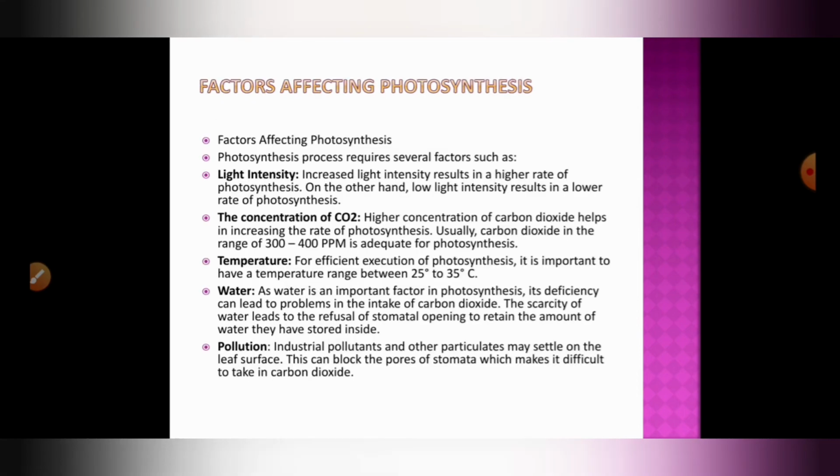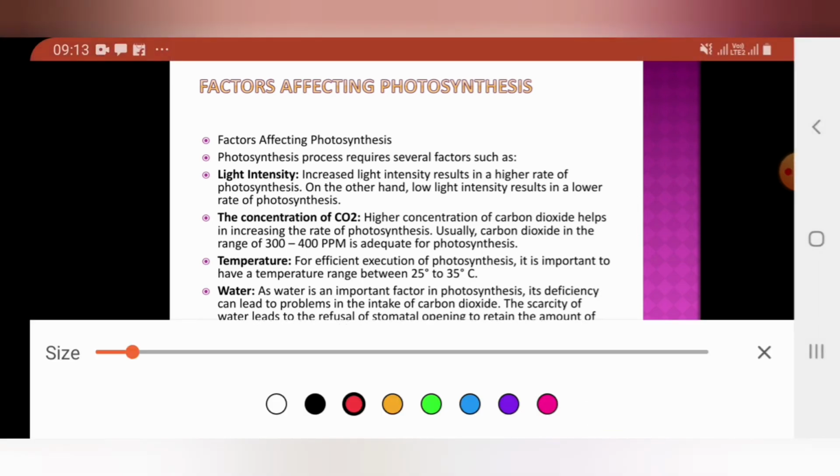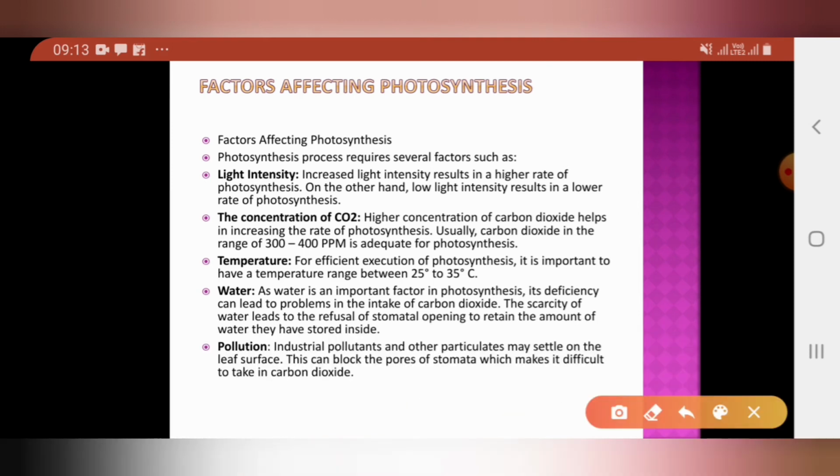So now the factors affecting photosynthesis. There are several factors. You can take a screenshot of this. Number 1 is light intensity. The higher the light intensity, the higher the rate of photosynthesis. Concentration of CO2: a higher concentration of carbon dioxide helps increase the rate of photosynthesis. Temperature: there is a certain temperature range, 25 to 35 degrees, in which photosynthesis generally takes place. Water is also a very important factor for photosynthesis, and pollution also affects photosynthesis.